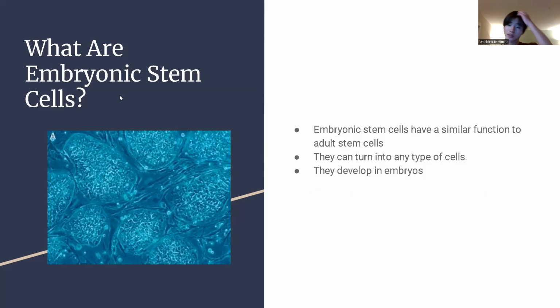What are embryonic stem cells? Embryonic stem cells have a similar function to adult stem cells, and they can turn into other different types of cells. But embryonic stem cells can turn into any type of cell that exists in the human body. They develop in embryos, and embryonic stem cells are needed to create and transform into cells so the embryo can function properly and live. And this right here is a picture of an embryonic stem cell.